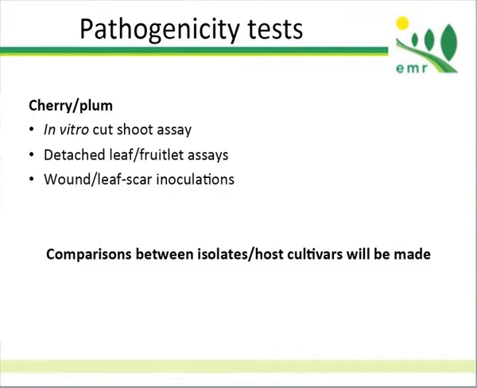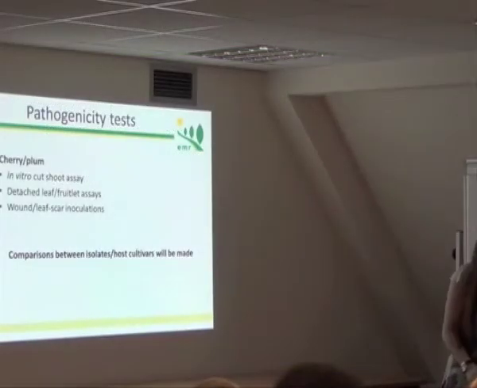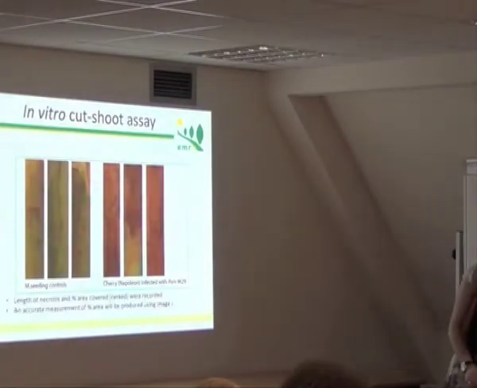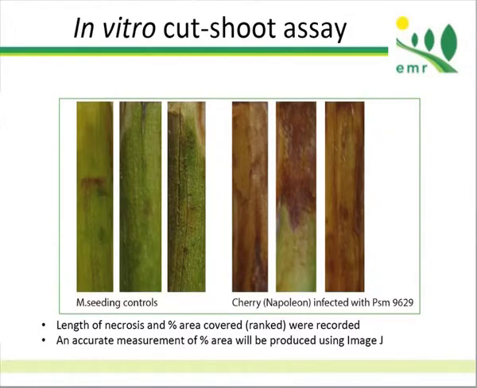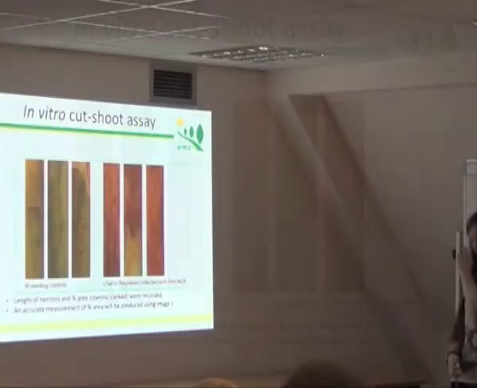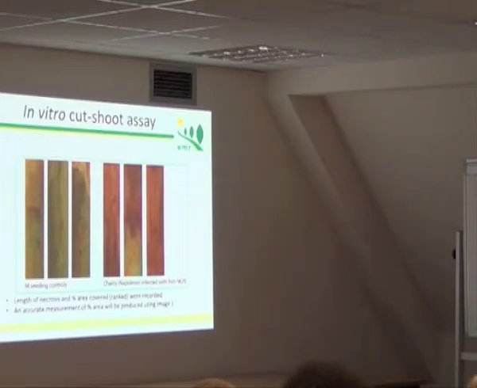And this will allow comparisons between isolates in terms of their virulence and host cultivars in terms of their susceptibility to be made. And here are some examples from the in vitro cut shoot assay, whereby we have the green healthy controls and the necrotic lesions on the infected. And I measured length of necrosis and ranked the percentage area, and a more accurate measurement will be produced on ImageJ.